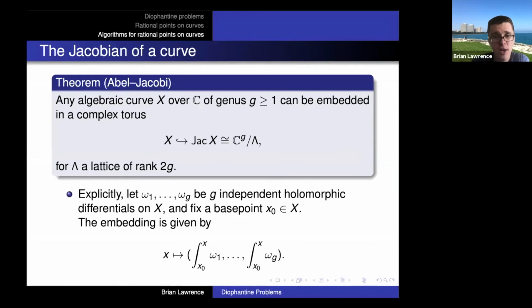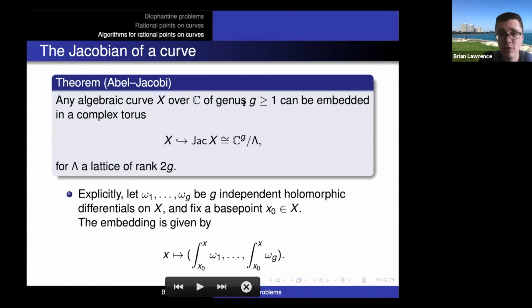So I'm going to talk mostly about an early approach to algorithmic Mordell that predates Faltings' work by several decades. That's due to Chabauty, and it works in calculations on the Jacobian. So in the next few minutes, I'd like to discuss the Jacobian of a curve. The basic result is that if you have any algebraic curve, you can embed it in a complex torus.